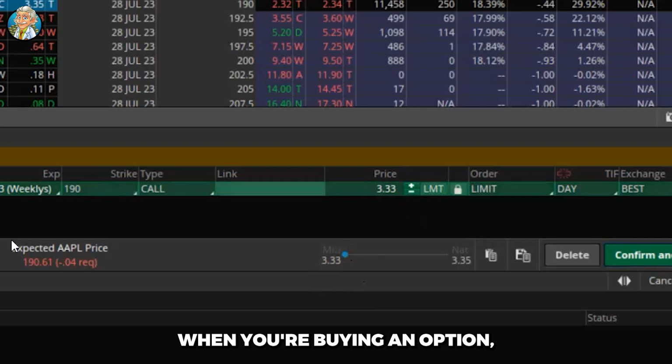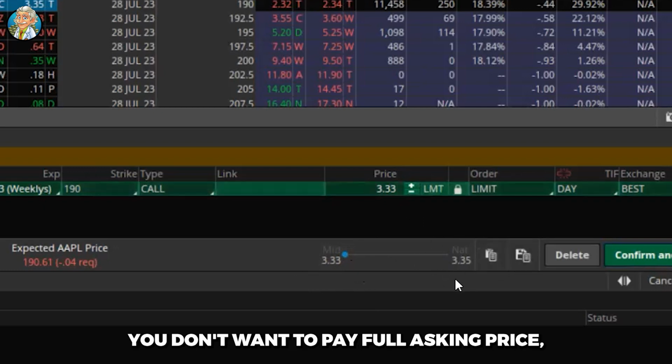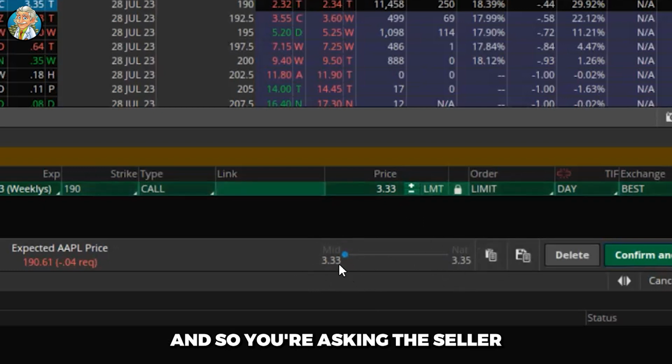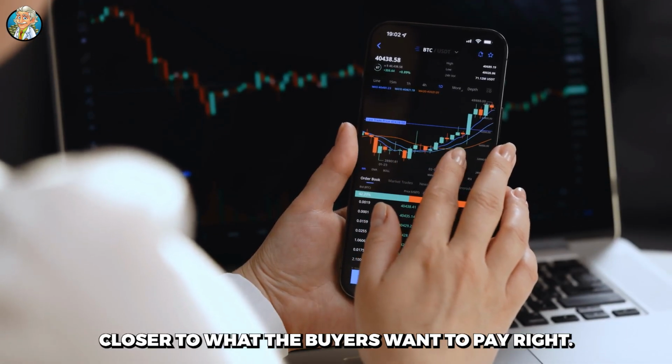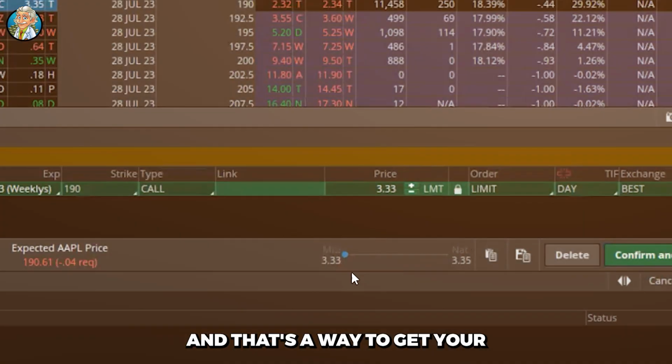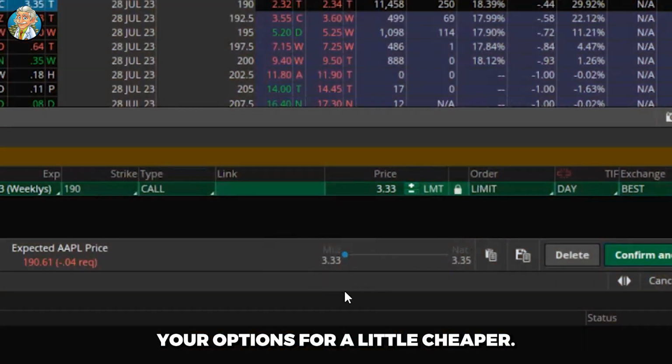You want to get your options at a discount, all right? When you're buying an option, you don't want to pay full asking price. You want to get them at a discount. And so you're asking the seller to kind of come down a little in price closer to what the buyers want to pay, right? And that's a way to get your options for a little cheaper. So we always focus on the mid price.